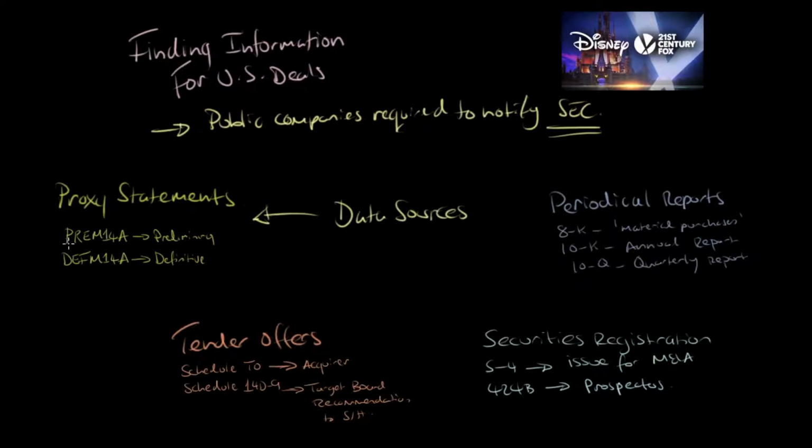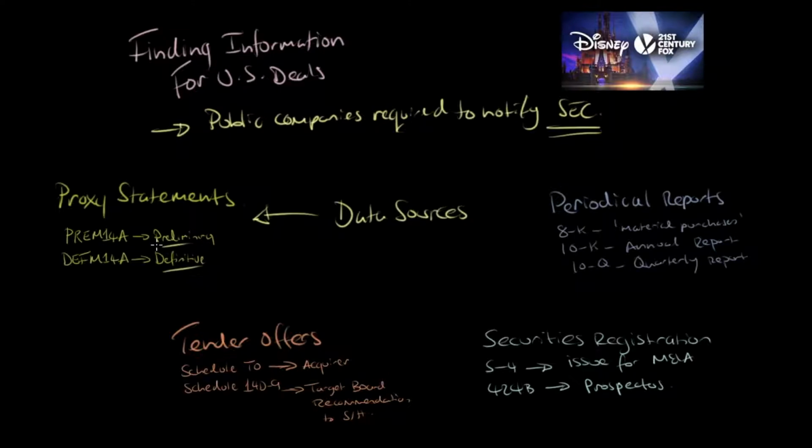And here the code is PRM14A or DFM14A. And that depends on whether the proxy statement is a preliminary proxy statement or a definitive proxy statement. What happens here is the board of directors of both companies will notify their shareholders that they're organizing this M&A or this merger or whatever. And if they've come to an agreement, they'll release this definitive proxy statement. But if they haven't yet come to a concrete agreement, they might issue these preliminary statements.